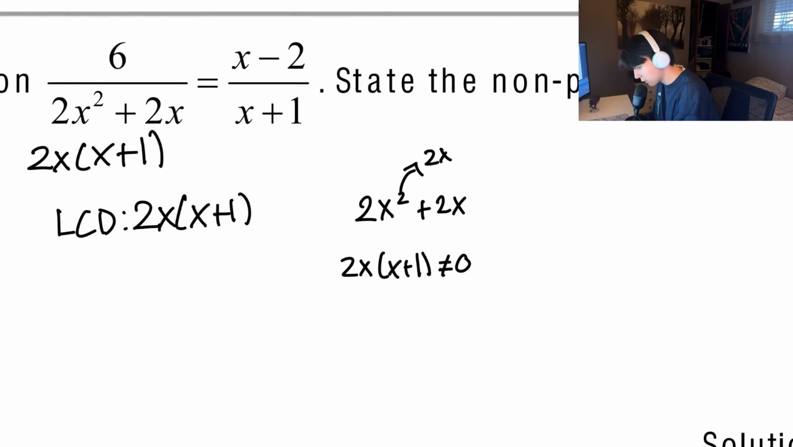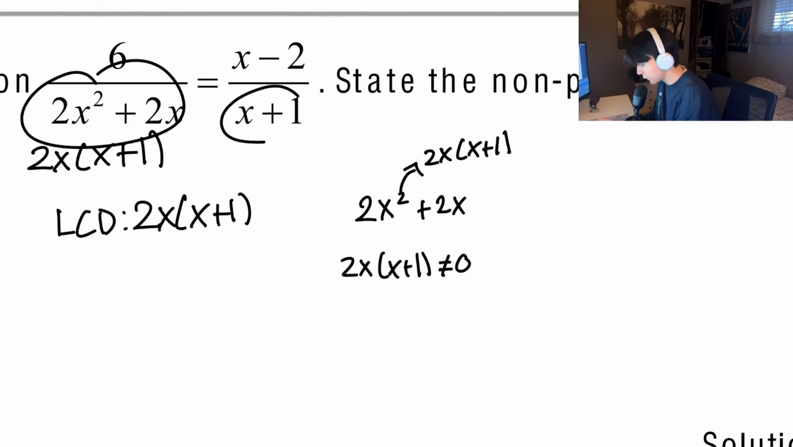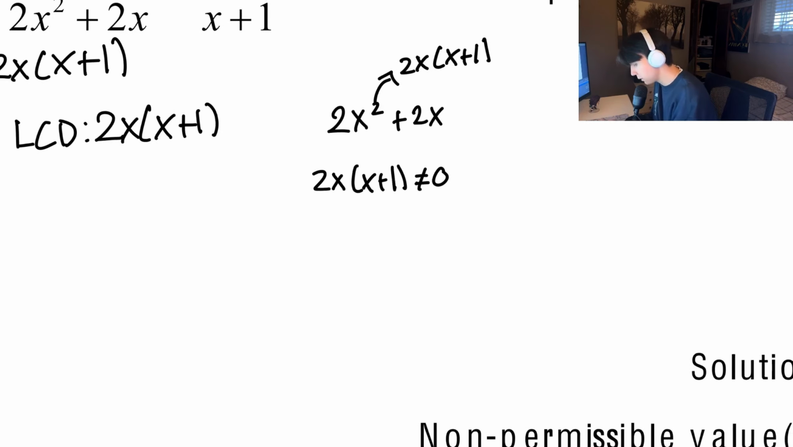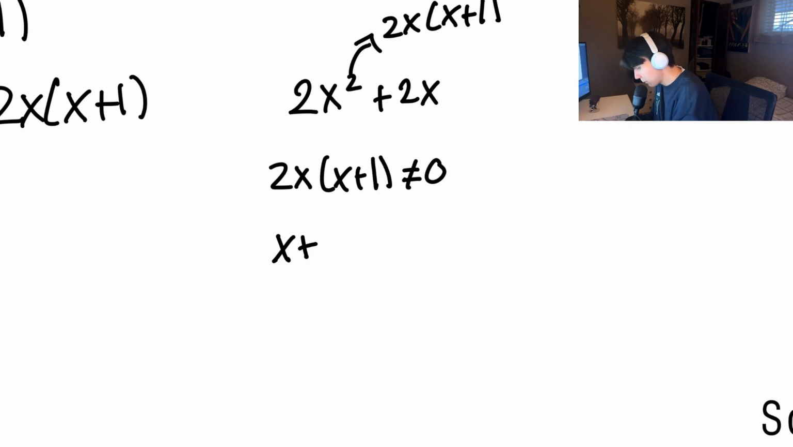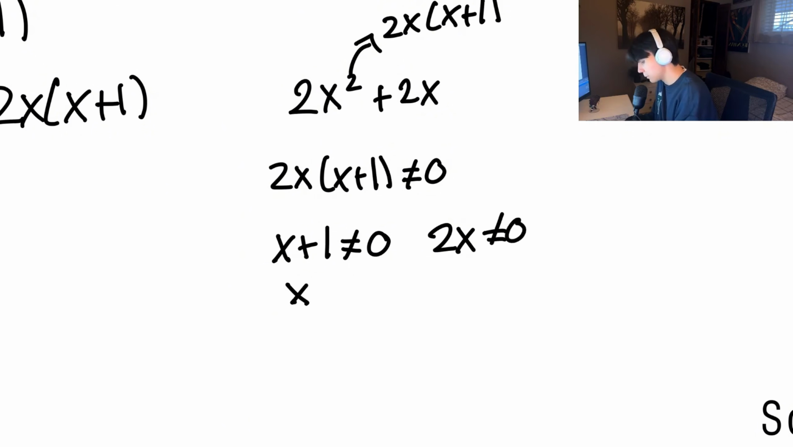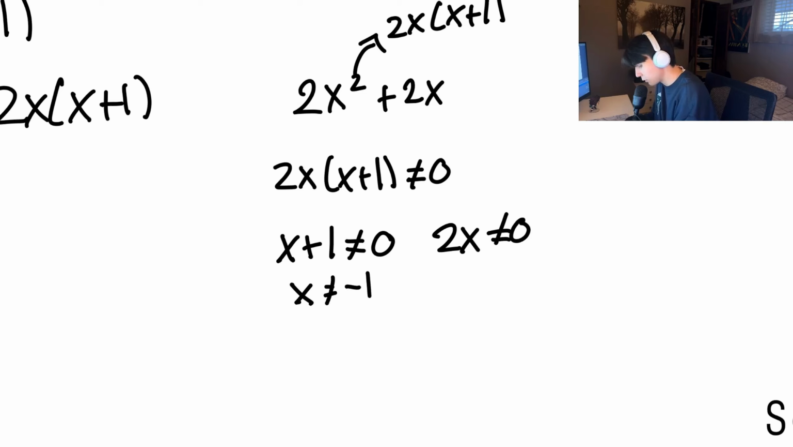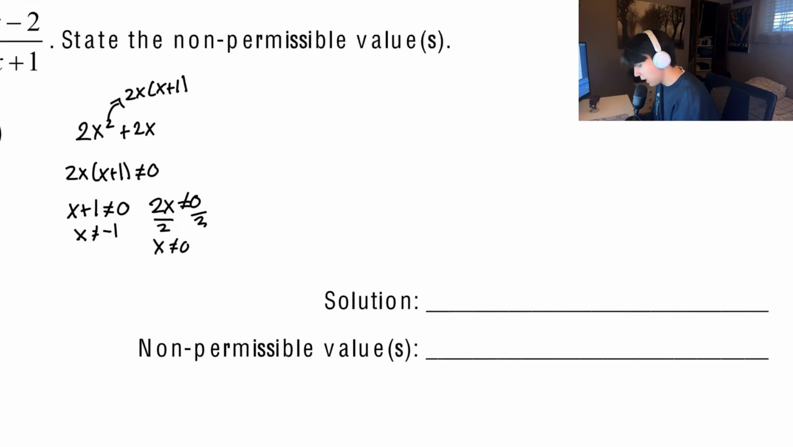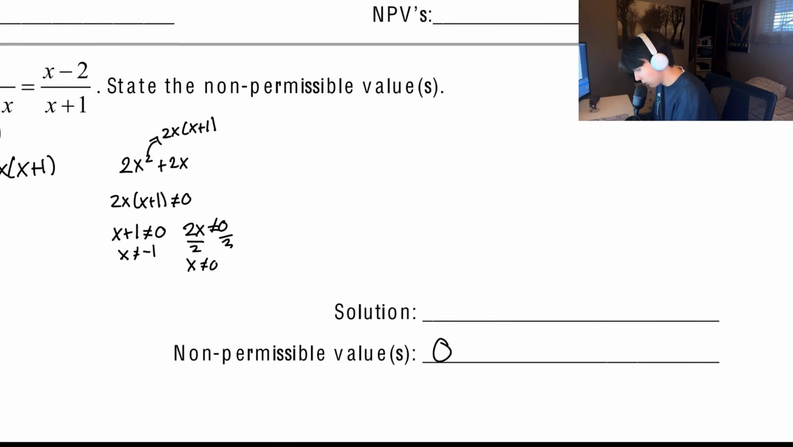So we have 2x, x plus 1. And since this left side covers this x plus 1 here, we don't have to worry about that. So we have x plus 1, and we set that not equal to 0, and we have 2x not equal to 0. We subtract 1 from both sides, and you get x is not equal to negative 1. And you divide both sides by 2, you get x is not equal to 0. So our NPVs here are going to be 0 and negative 1, which x cannot equal.